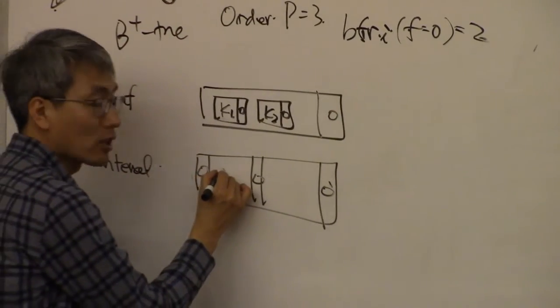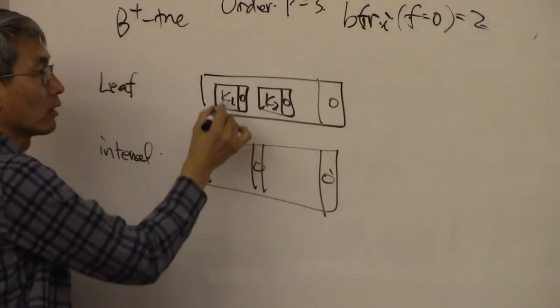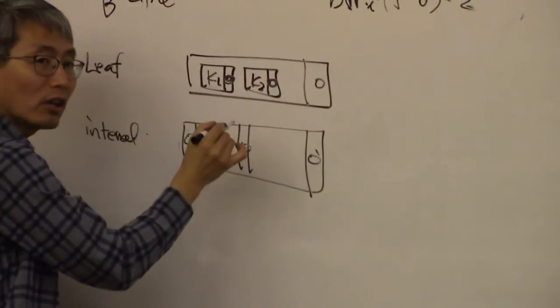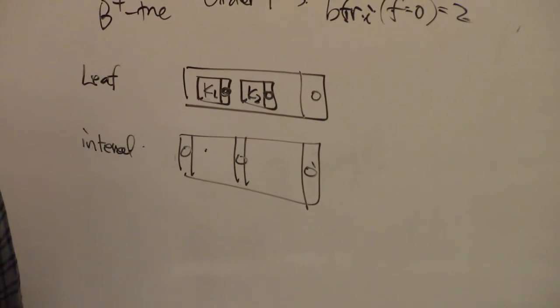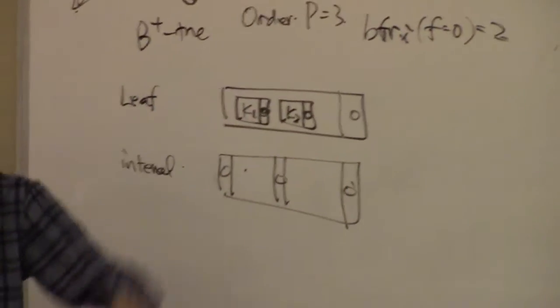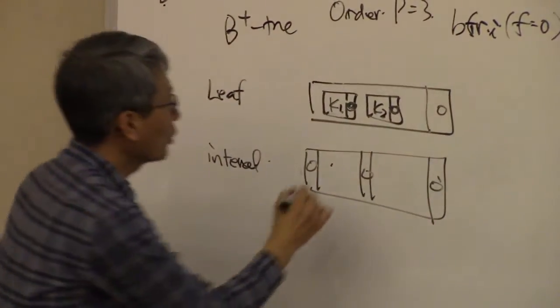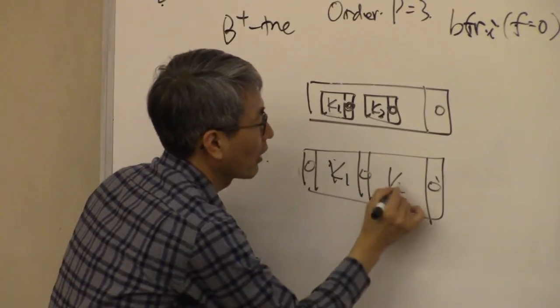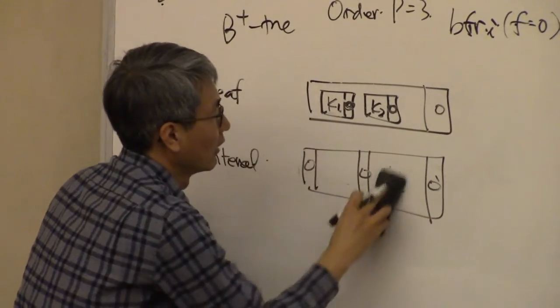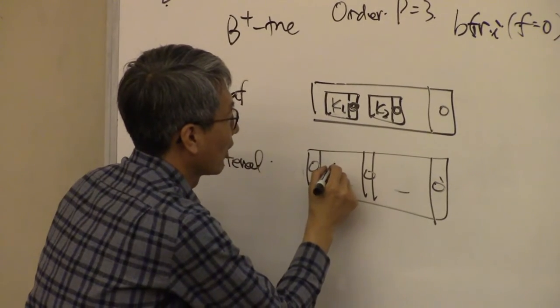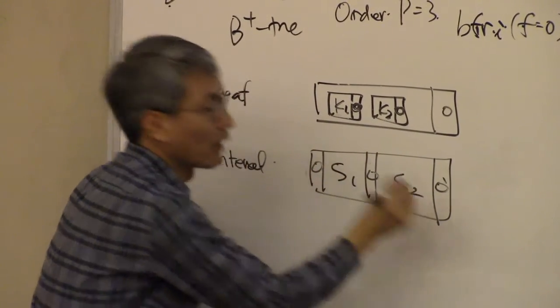Then what about this one? Do we need the data pointer for the internal node? No, because we go down to all the index key entries in the leaf node. So we don't need it. Instead, just K1. It's actually not K1, it's whatever. The S1, S2, like that.